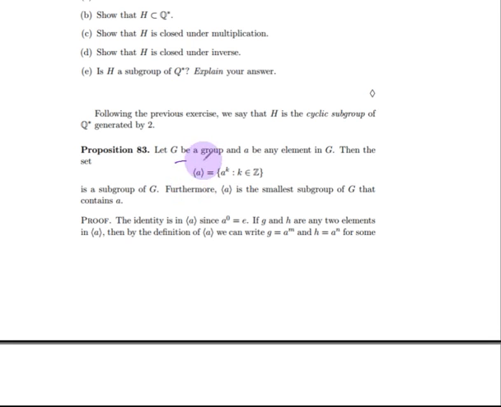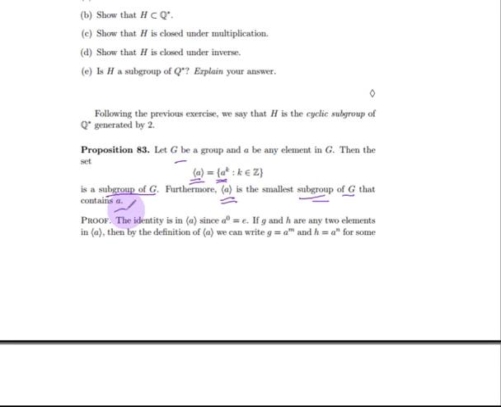Okay. Now, it turns out that whenever you take the orbit of an element, you get a subgroup. It's always true. So this is a way of generating subgroups of a group. Take any element, take its orbit, in this way, a to the different powers, the Z powers, and that will get you a group. Furthermore, the angle brackets A is the smallest subgroup of G that contains A.